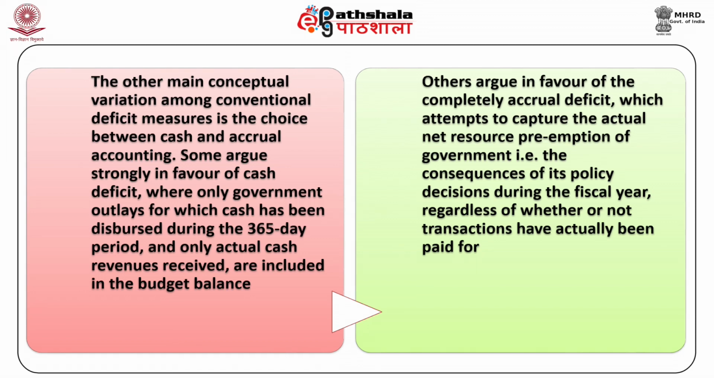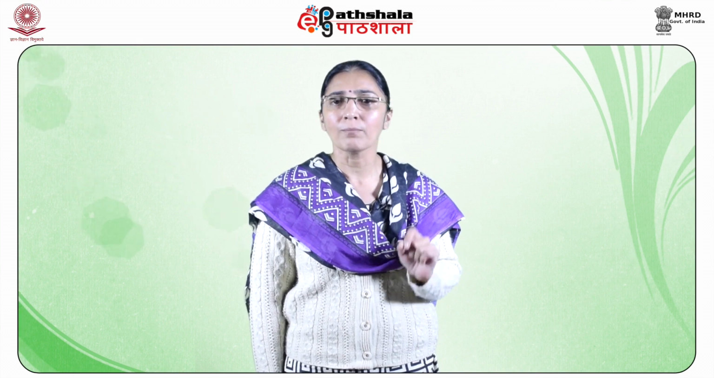Others argue in favor of a completely accrual deficit, which attempts to capture the actual net resource preemption of the government, that is, the consequences of its policy decisions during the fiscal year, regardless of whether or not transactions have actually been paid for. A deficit calculated on the basis of the system of national accounts would be an accrual measure. The public sector borrowing requirement is measured on a cash basis. In practice, countries' deficit measures lie somewhere in between the complete cash and complete accrual measures.